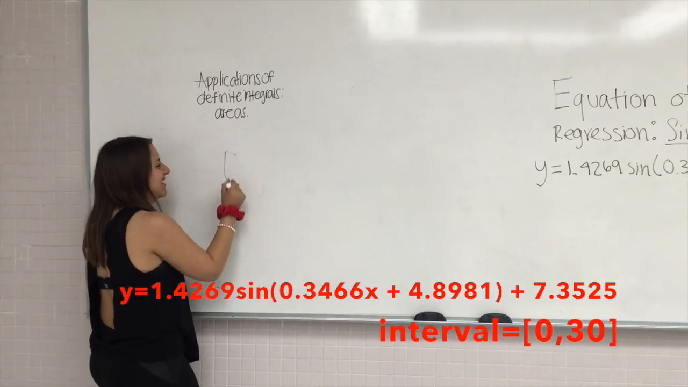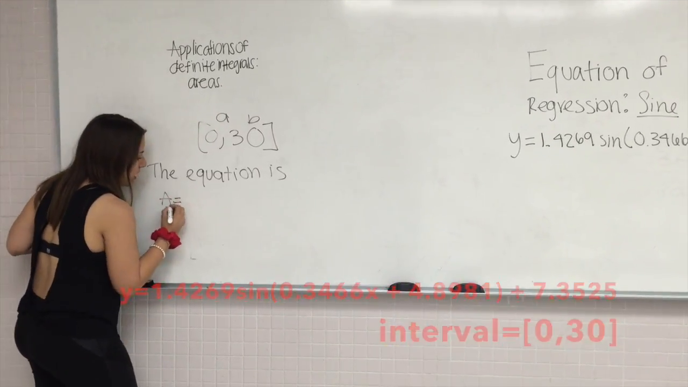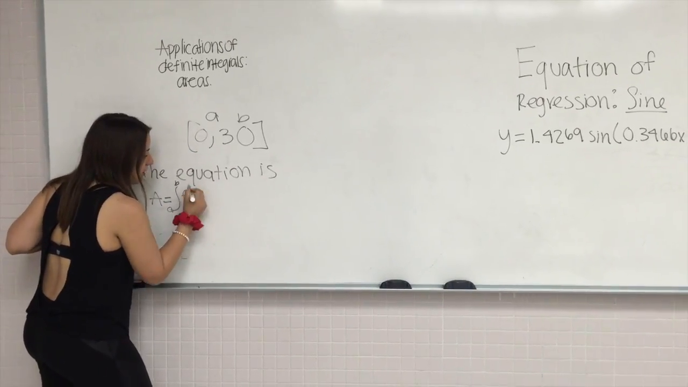This was the equation we found, and we chose sine because it was the most accurate, and also we established the intervals that we write 0 to 30.